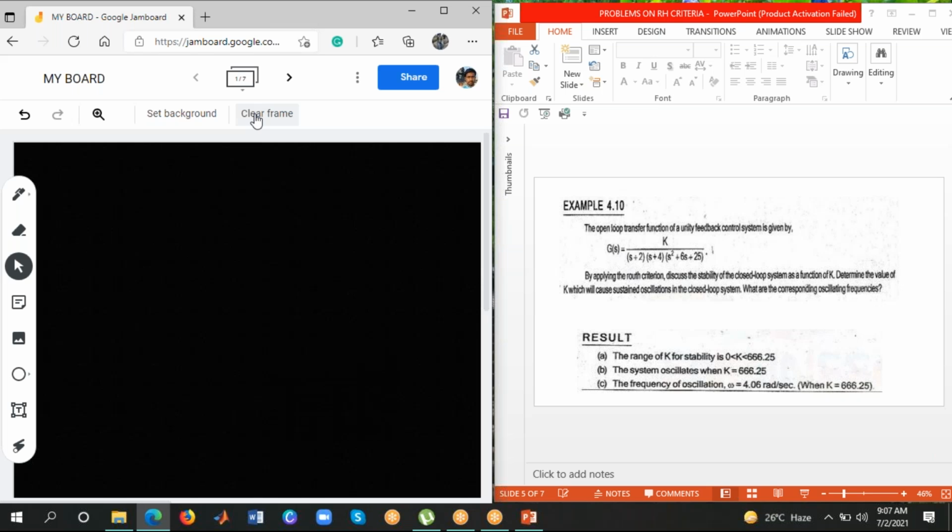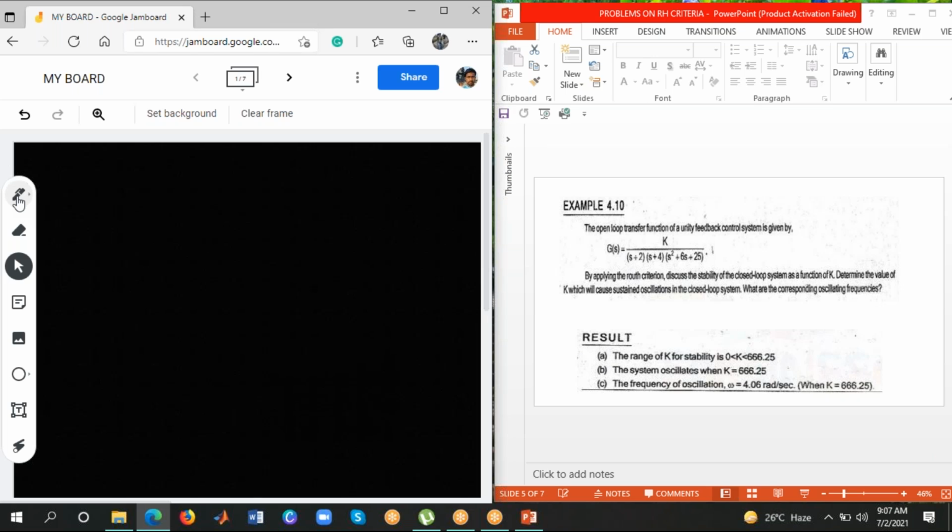Next, determine the value of K which will cause sustained oscillations in the closed loop system. Oscillations means there is a breakdown in the process. So we are going to find that particular value and the corresponding oscillation frequency. So we have to find three answers for this: the range of K, the value of K for making the system oscillate, and the oscillation frequency. Now let me do this problem here.